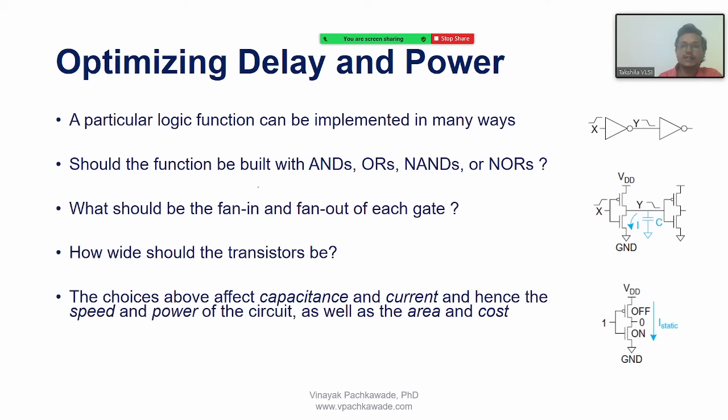So the designer's task, even the layout engineer's task, is how to optimize the two: delay and power. We want delay to be less, and we want power to be less. So let's say I want to realize a particular logic function, y equals (a or b and c) whole bar, whatever. How to realize this function? What are the ways?